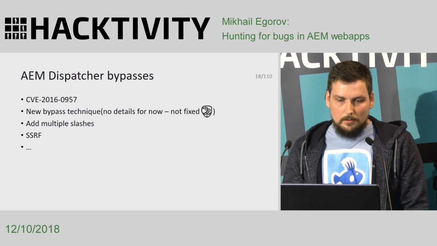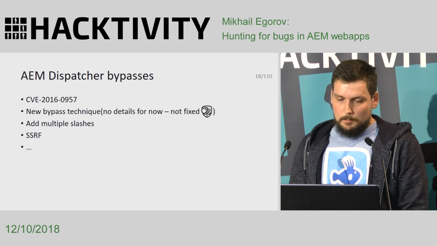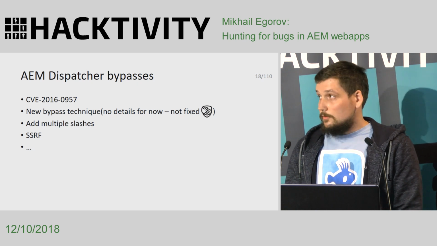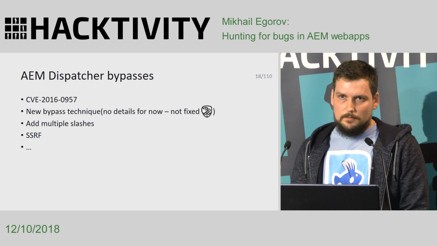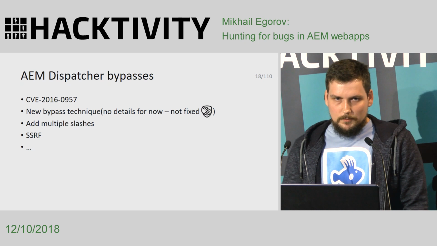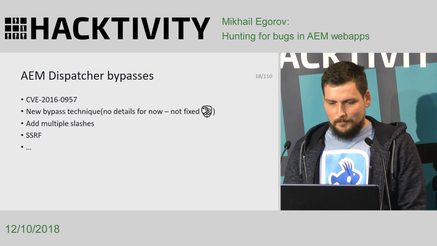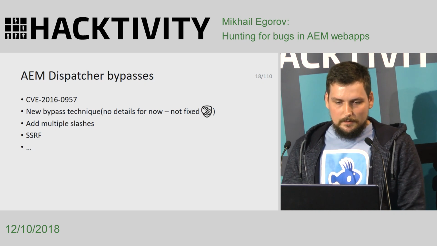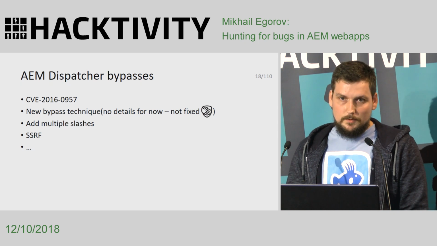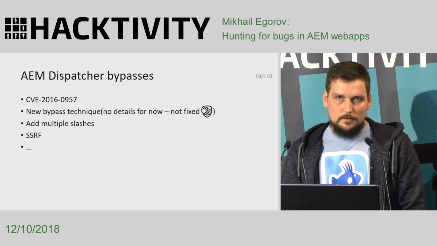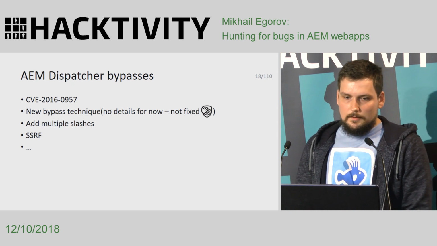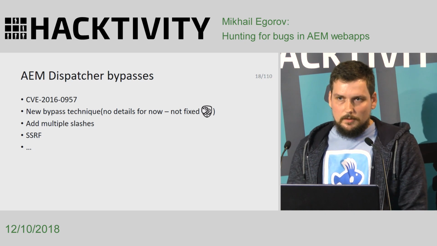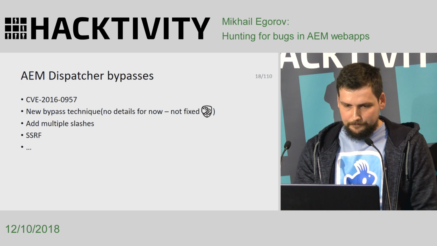And the second one was discovered by me this year, but just before the conference, Adobe reached me and asked not to disclose details because the fix is not ready yet. So I'm sorry for that. But of course I will disclose all technical details later. The next method, multiple slashes, works sometimes against weird dispatcher policies. And the final method, server-side request forgery, is a universal weapon for dispatcher bypass.